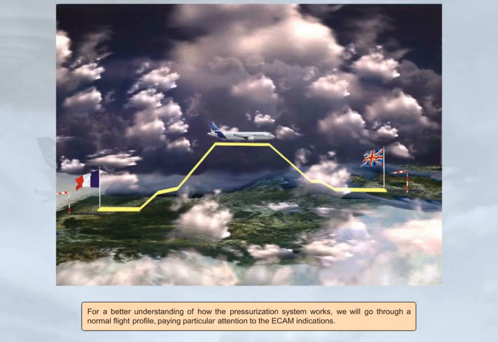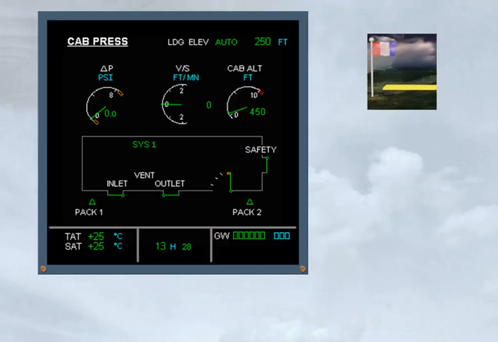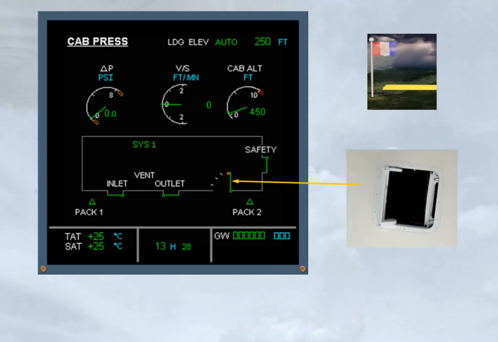For a better understanding of how the pressurization system works, we will go through a normal flight profile, paying particular attention to the ECAM indications. When the aircraft is on the ground before the flight, the outflow valve is fully open. There is no differential pressure, and there is no vertical speed. We can also notice that the cabin altitude is indicating the field elevation of the departure airfield.